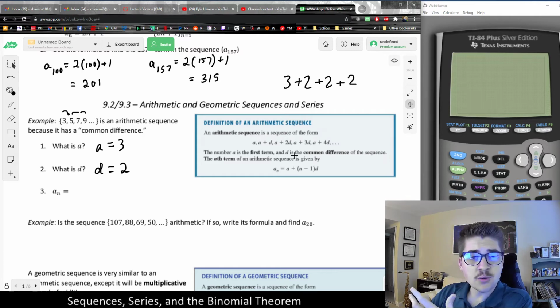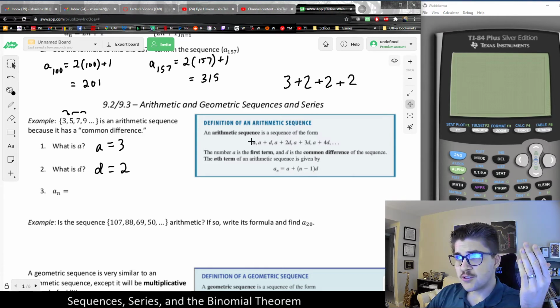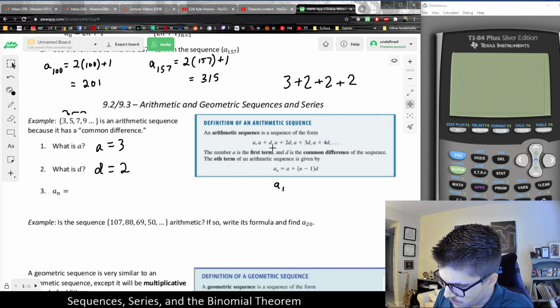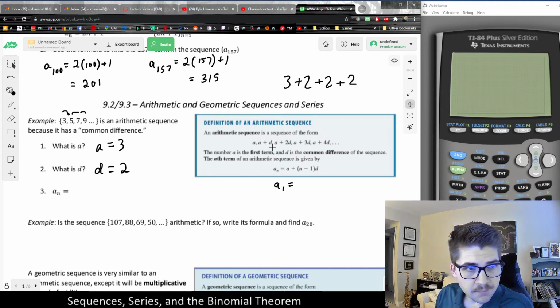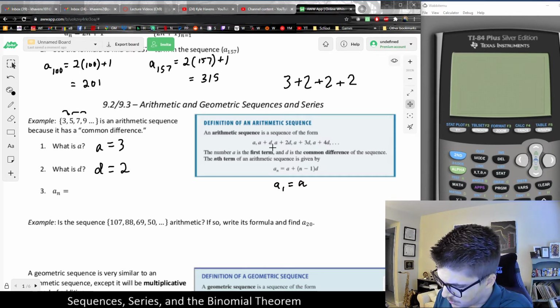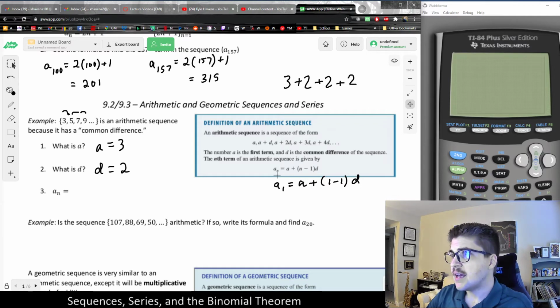And this leads us to understanding what we call the general formula for an arithmetic sequence. Any arithmetic sequence will follow the general formula where a sub n is always equal to a plus (n minus 1)d. And this is because the first term is a. If I wanted to figure out a sub 1 by evaluating that formula, that would just be a plus (1 minus 1) times d, because in the first term, n is always 1.